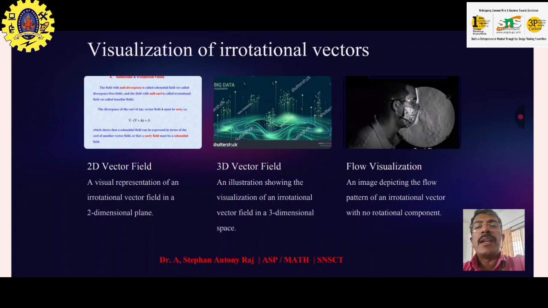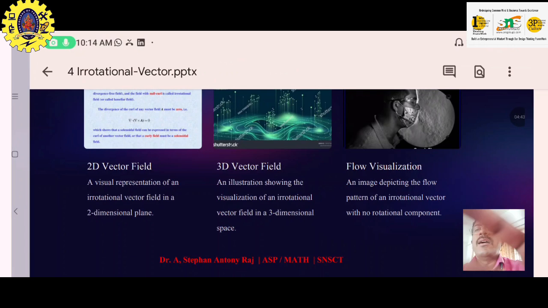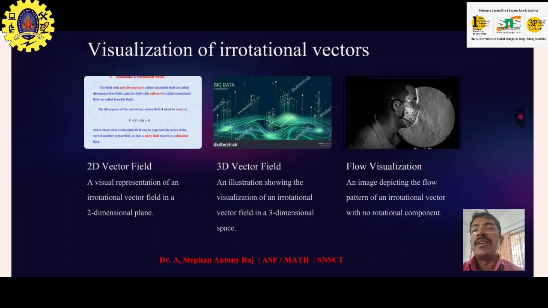we can use the idea of visualization. In visualization we can picturize irrotational effects in 2-dimensional and 3-dimensional fields. In a 2-dimensional vector field I can visualize the representation of the irrotational vector field in two-dimensional planes, and also in a 3D vector field.